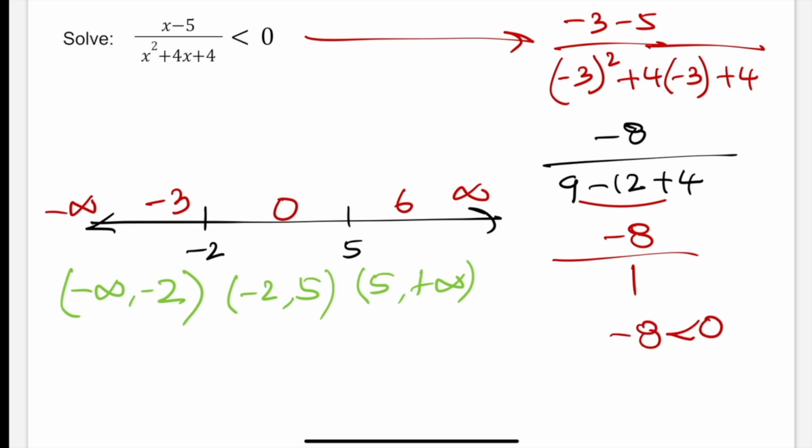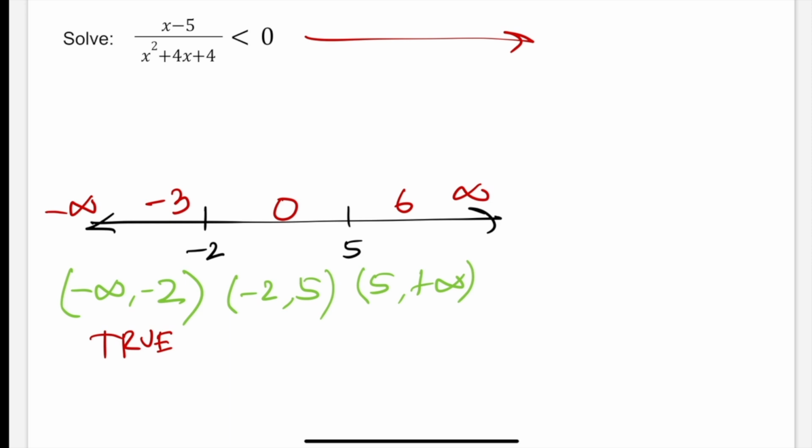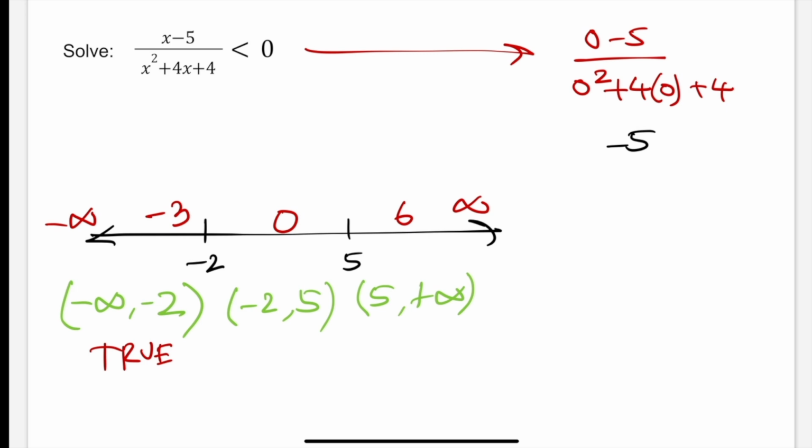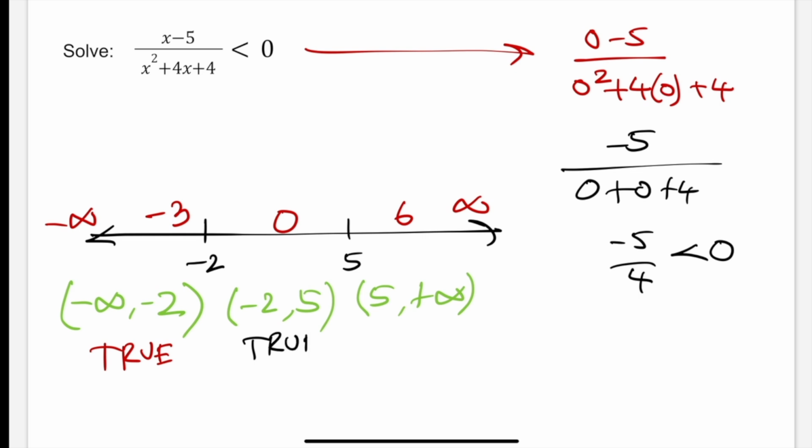Is that less than 0? Yes. First interval works out. Let's try the 0. 0 minus 5 over 0 squared plus 4 times 0 plus 4. 0 minus 5 is -5. 0 squared is 0. 4 times 0 is 0. So my answer is negative 5 over 4, which is less than 0. Any negative number is less than 0. That's true.